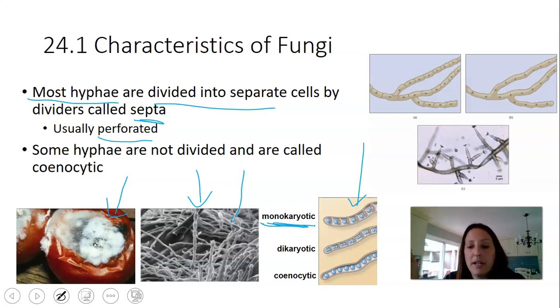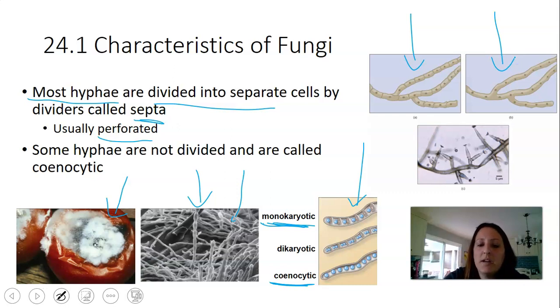Now some hyphal strands don't have septa, and so they are what we call coenocytic, okay, no septa between nuclei. And so it's literally just a thread-like filament where there's separate nuclei but no true separate cells. Kind of strange. Okay, you can see that up here too. This would be an example of a monokaryotic hyphal strand or strands. And this is an example of the coenocytic condition.